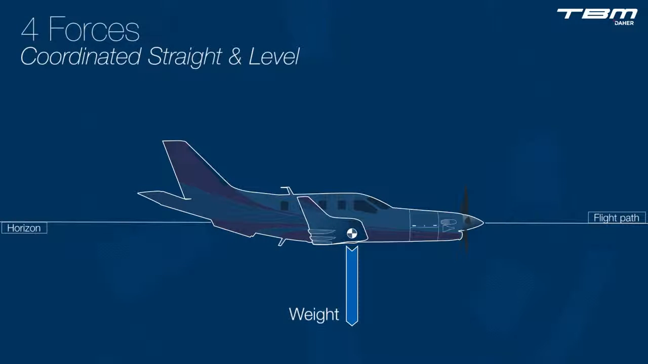Weight always pulls the aircraft towards the center of the Earth. Counteracting weight is lift, which acts perpendicular to the relative wind, perpendicular to the flight path. Total lifting force is greater than weight, for it must also compensate for the negative lifting force created by the horizontal stabilizer.